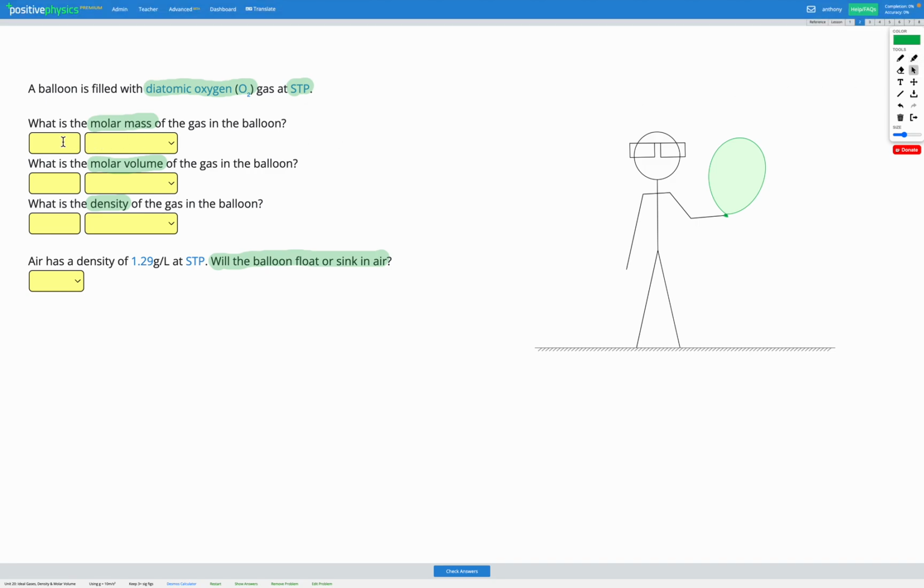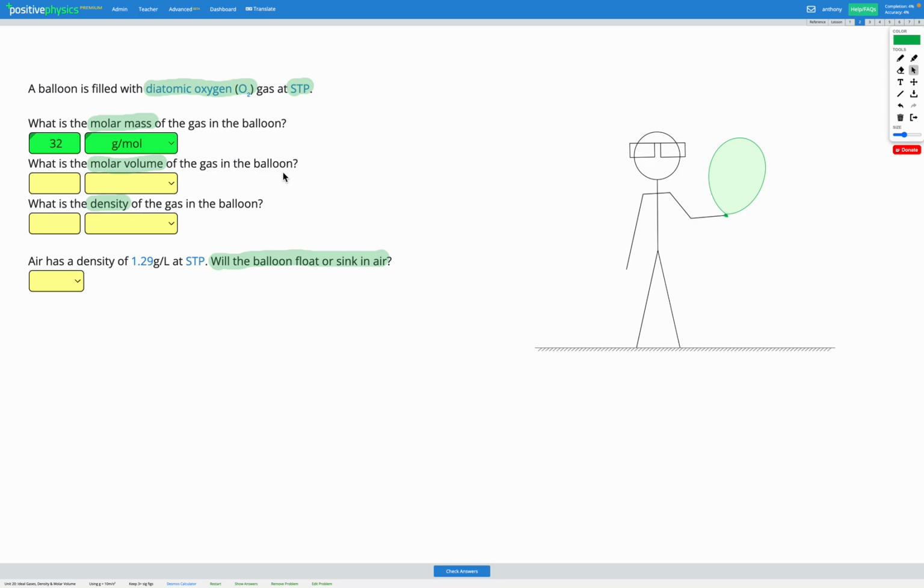So we can fill that in here. We had 32.00 grams per mole of oxygen, O2. So that means 1 mole of gas has a mass of 32 grams. Okay, next step. What is the molar volume of the gas in the balloon? So at standard temperature and pressure, what is the volume of 1 mole of gas?